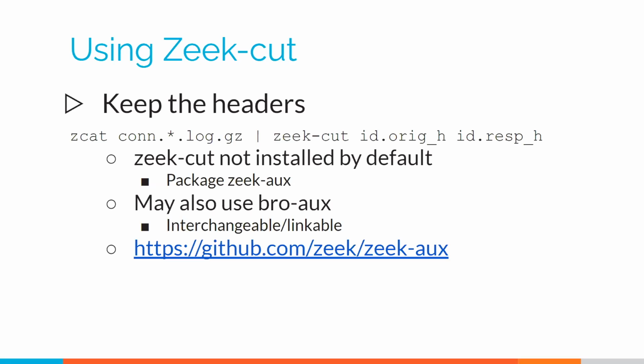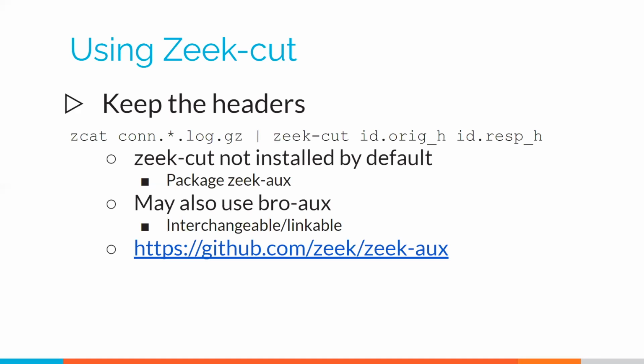With Zeek Cut, I tell it, here are the only two columns I care about, id.orig_h and id.resp_h. id.orig_h is the originating IP address or host. id.resp_h is the responding host. So this gives me just the two IP addresses of the machines involved, but nothing else. And with this, I can look and see what patterns there are about which machines are talking with which. I might feed these into sort or grep or all kinds of other tools later, but this is how you pull that out.